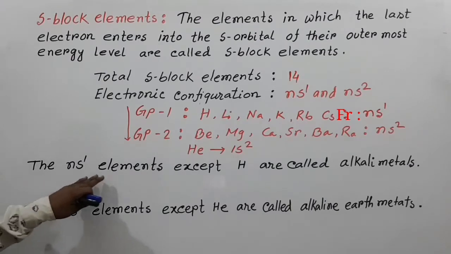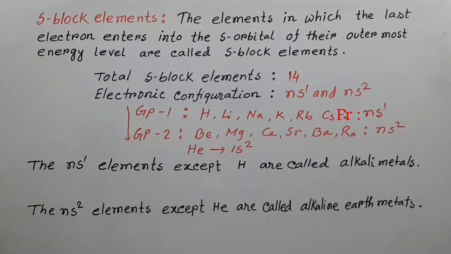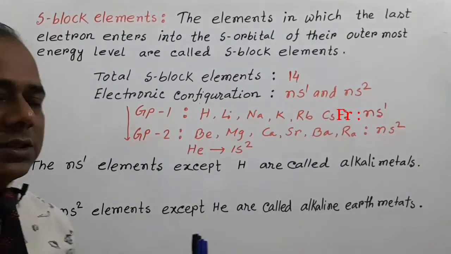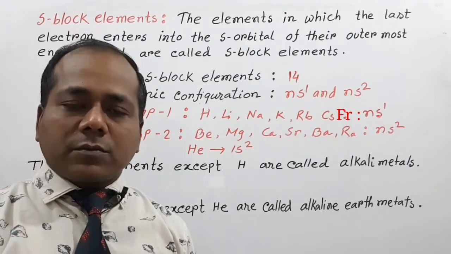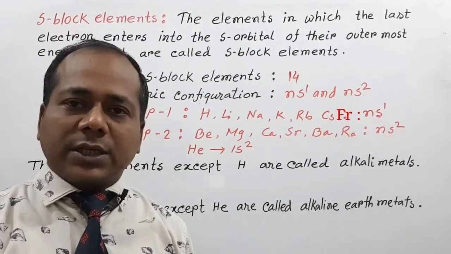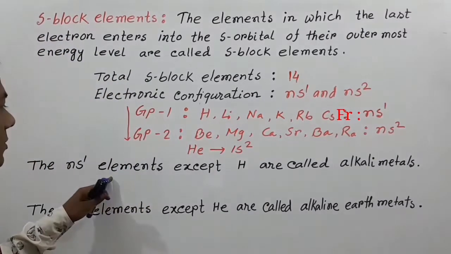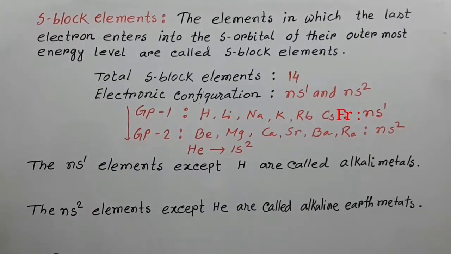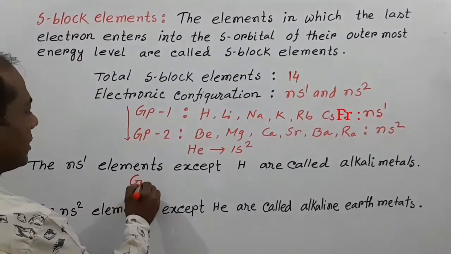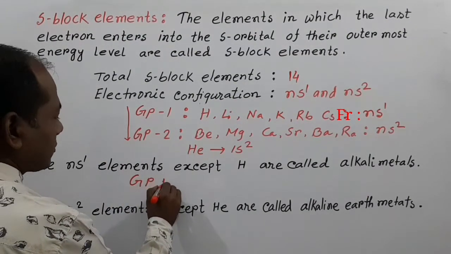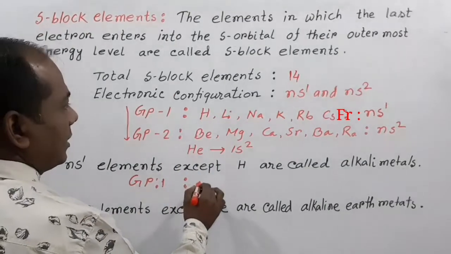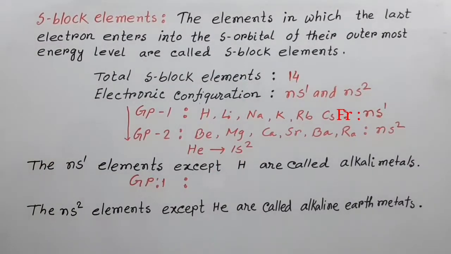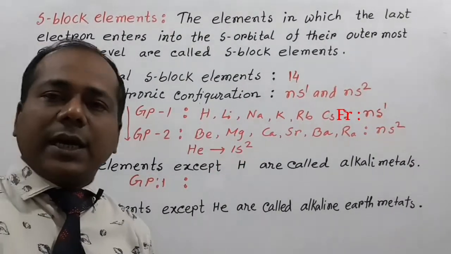The ns1 elements except hydrogen are called alkali metals, because these metals react with water and produce strong alkali and hydrogen, and that's why these elements are known as alkali metals. That means group 1 elements except hydrogen, lithium, sodium, potassium, rubidium, cesium, and francium are known as alkali metals.